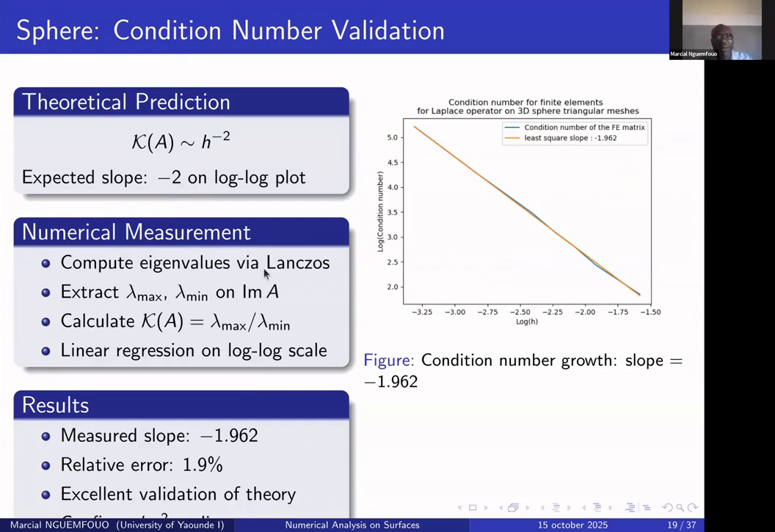Numerical measurement, how our conditional number is measured. We compute eigenvalues and we extract the maximum eigenvalue and the minimum eigenvalue, and we calculate the condition number using linear regression on log scale to obtain our result, which is excellent validation of theory.